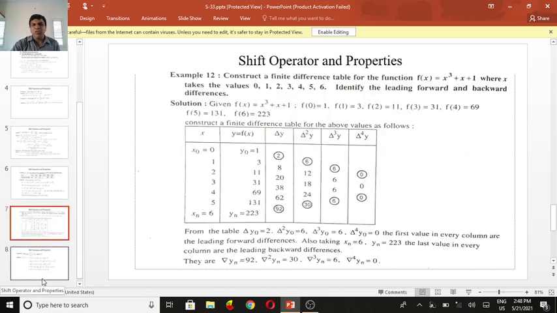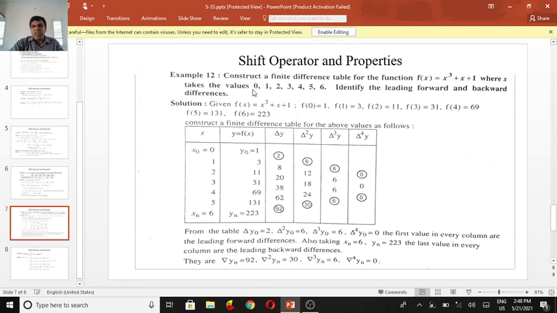So we come to one more example. Construct a finite difference table for the function f(x) equals x cube plus x plus 1, where x takes the values 0, 1, 2, 3, 4, 5, 6. Identify the leading forward and backward differences. See, the given function is f(x) equals x³ plus x plus 1.